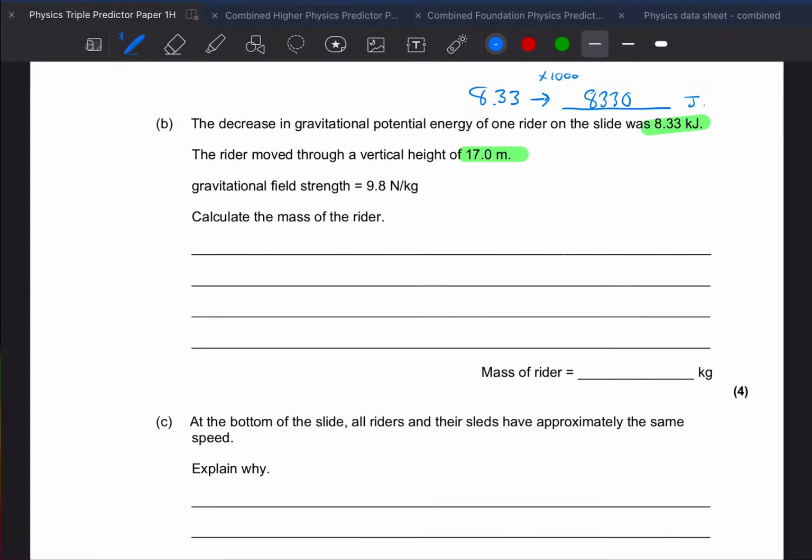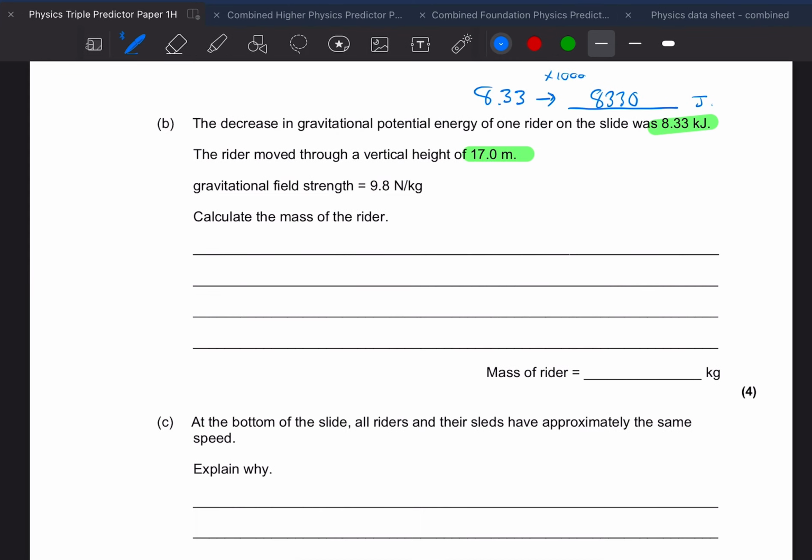8330 joules. 17.0 meters. And the gravitational field strength is 9.8. Calculate the mass. All right, so we have a mass, we have gravity, we have a height, and we have here an energy. So we're looking for a formula that links energy, height, gravity, and mass. And ideally, mass would be the subject, but it's worth 4 marks, so there's probably going to be some rearrangement to be done here.